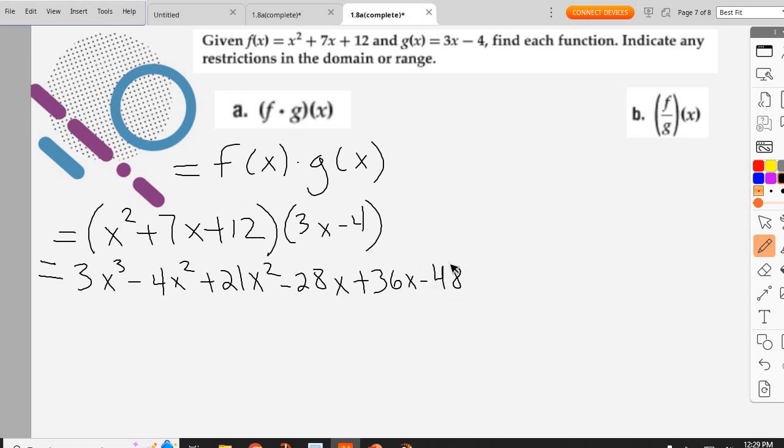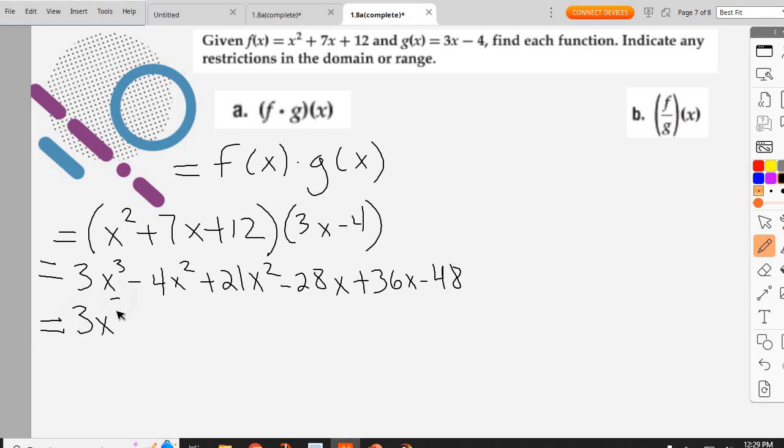Now, the way that I generally do it is I take my x squared and multiply it by each of the terms in the second. However, some people would rather do x squared times 3x, then 7x times 3x, then 12 times 3x, and then start over and go to your negative 4. That's fine as well. As long as you multiply each of the terms in your first by each of the terms in your second, and then when you reduce, you would end up with the same thing that I get.